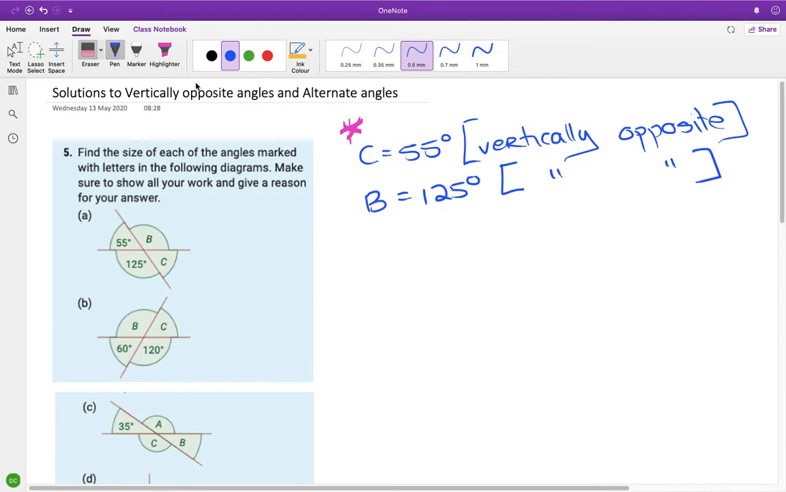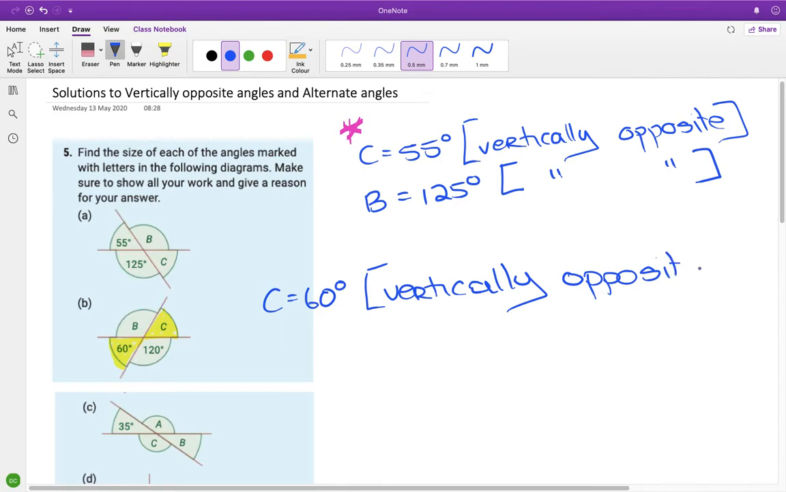Okay, so the second one. Same as above, it's an X, so I have vertically opposite angles. So there, and they're opposite that one there. So C is 60 degrees. Because they're vertically opposite, and you can now see, even if I don't colour it in, that B and 120 are opposite. So B is 120.